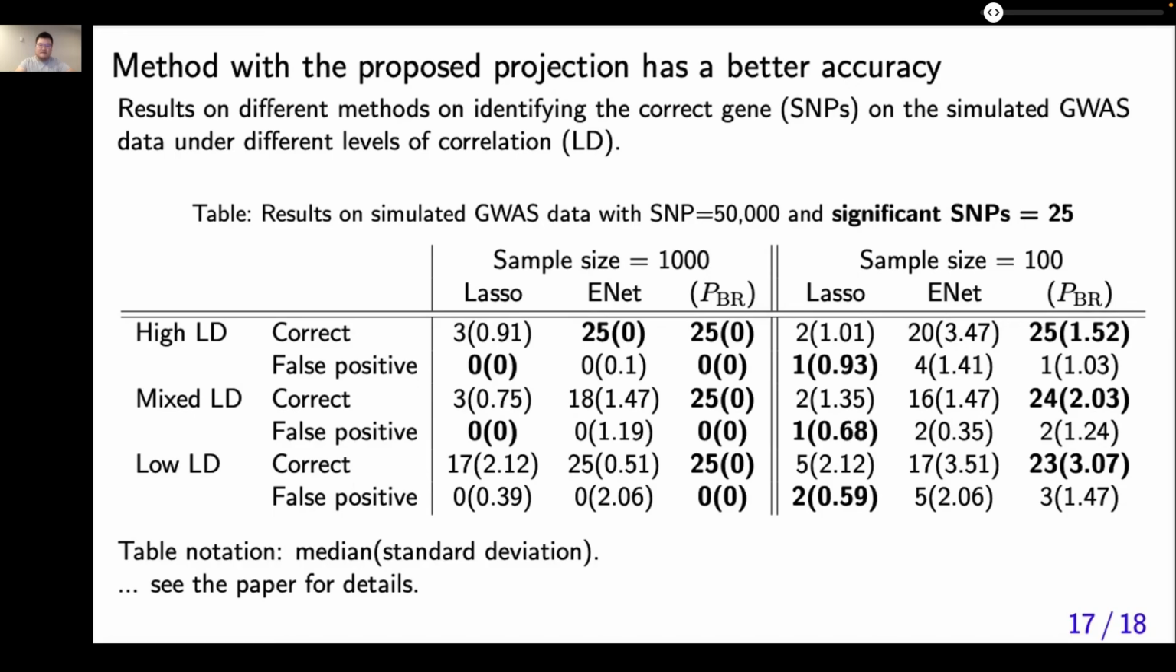For low sample size with 100, PBR still has the highest correct number of identified genes, but it does not have the lowest false positive rate, though it's very close to the lowest, which is the lasso. The lasso model also has the lowest false positive, but the correct number of genes identified is very poor. So this basically means that the proposed method has very good performance for biomedical information.